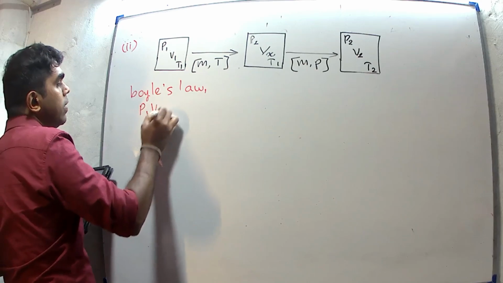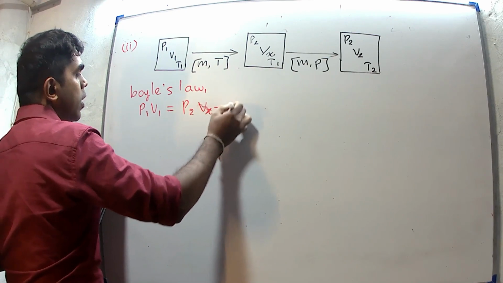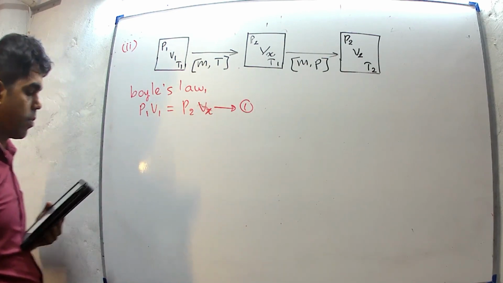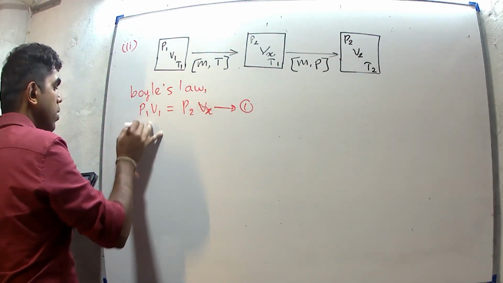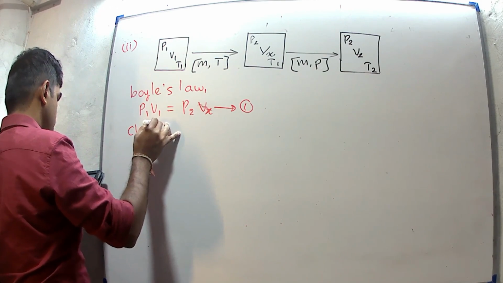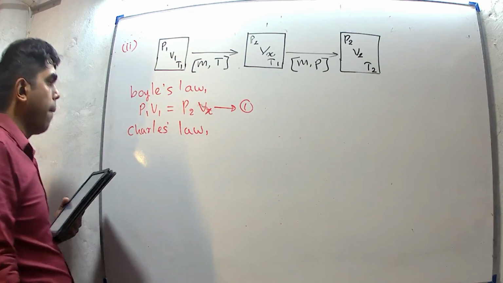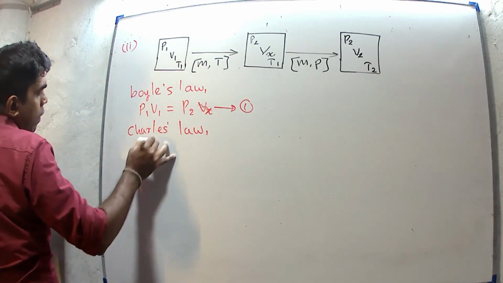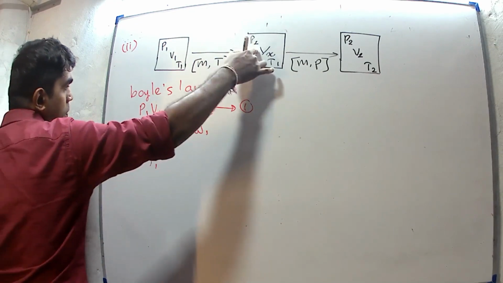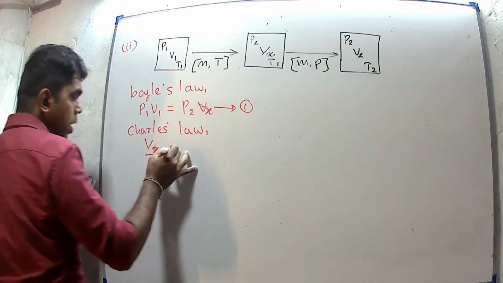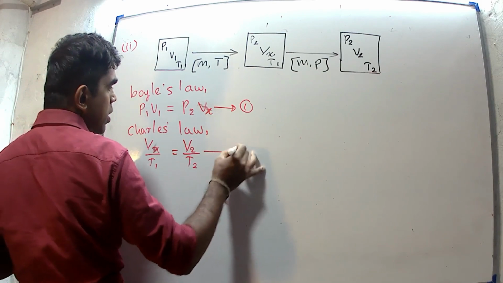Now I will use Boyle's law for the first two situations: P1 V1 equals P2 Vx. It is the first equation. Then we use Charles' law for the other two situations: Vx divided by T1, volume divided by absolute temperature, equals V2 divided by T2. It is the second equation.